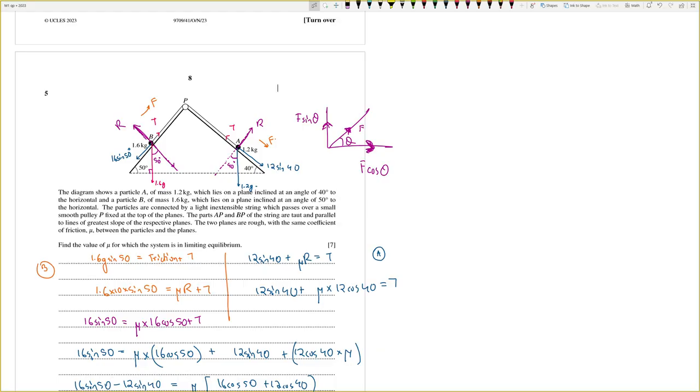The particles are connected by a light inextensible string which passes over a small smooth pulley P fixed at the top of the planes. The parts AP and BP of the string are taut and parallel to the lines of greatest slope. The two planes are rough with the same coefficient of friction mu between the particles and the planes. Find the value of mu for which the system is in limiting equilibrium. Okay, so you have to test something out here initially.